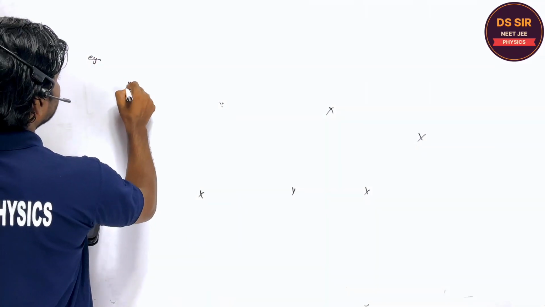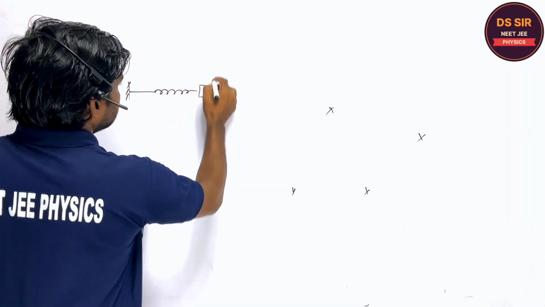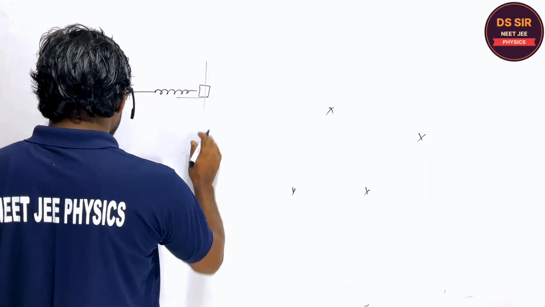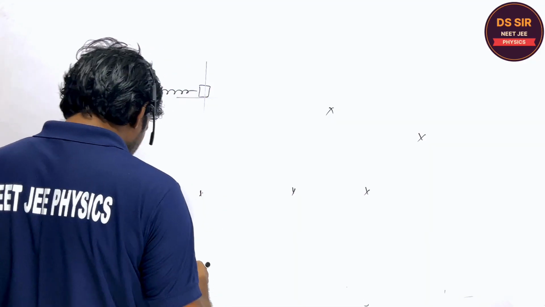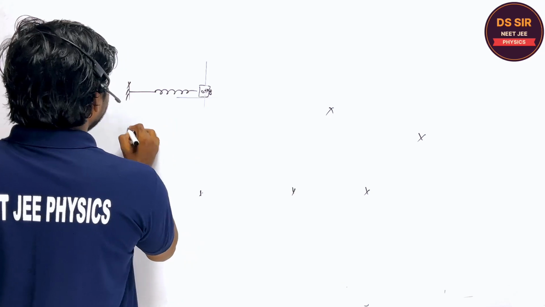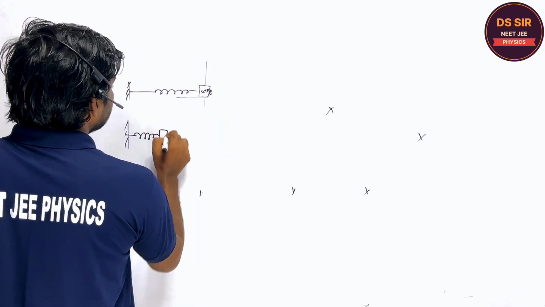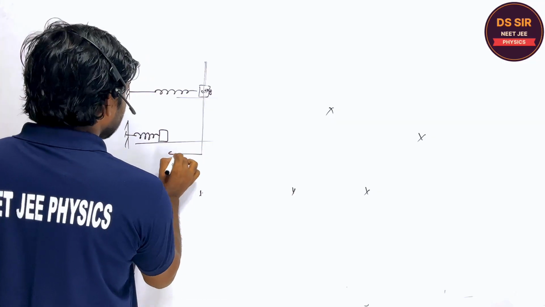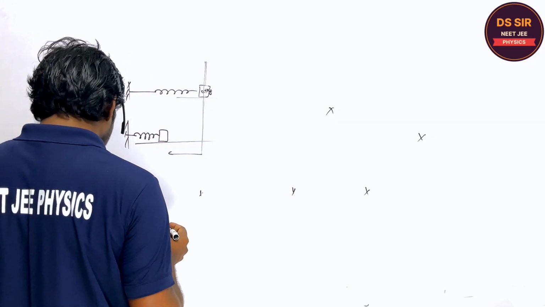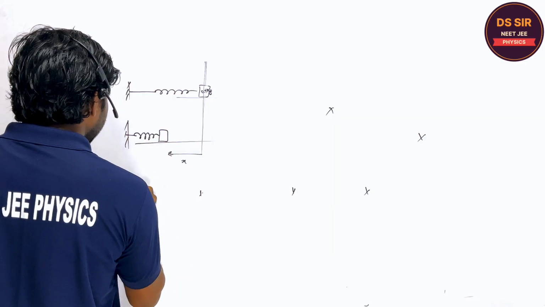See this question. Suppose this is the block, and this block is initially in equilibrium. The mass of this block is 0.1 kg. When it is compressed to some distance x, and now it is released.